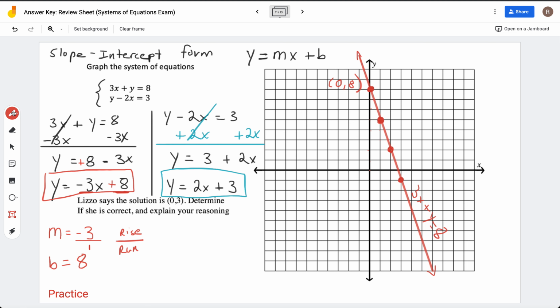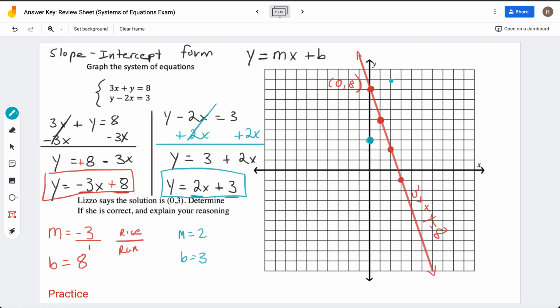Okay, now let's draw our blue line. Now for this blue line, our slope, which is m, is 2. And our y-intercept, which is b, is 3. So again, we start on our y-intercept, and it's b, so we start at the origin, and then on the y-axis, we're going to go up to 3. 1, 2, 3.